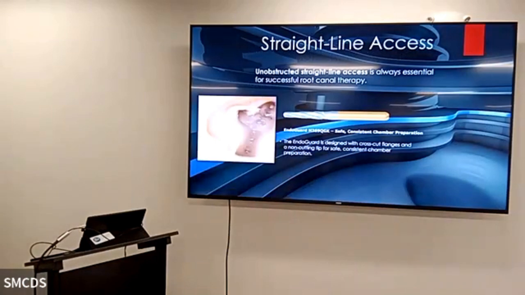The way that I achieve straight line access is with the H269. It's called the EndoGuard, and it's legit my favorite burr in endodontics. There's not a second close burr.